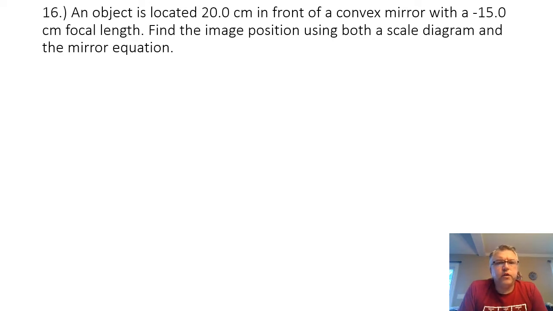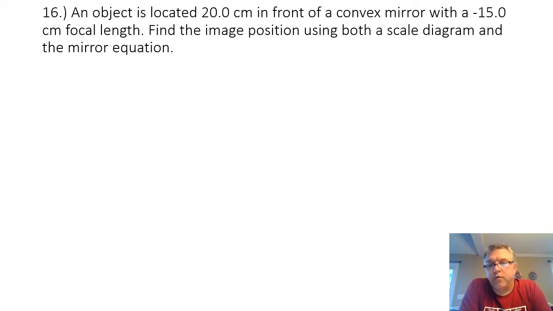An object is located 20 centimeters in front of a convex mirror with a negative 15.0 centimeter focal length. Find the image position using both a scale diagram and the mirror equation. So the first way they want us to find the image position is by just using a ray diagram and drawing our rays. As you guys should know by now, we know how to draw three rays, and once we see where the reflected rays intersect, that will tell us where the image is located. So let's do that first.